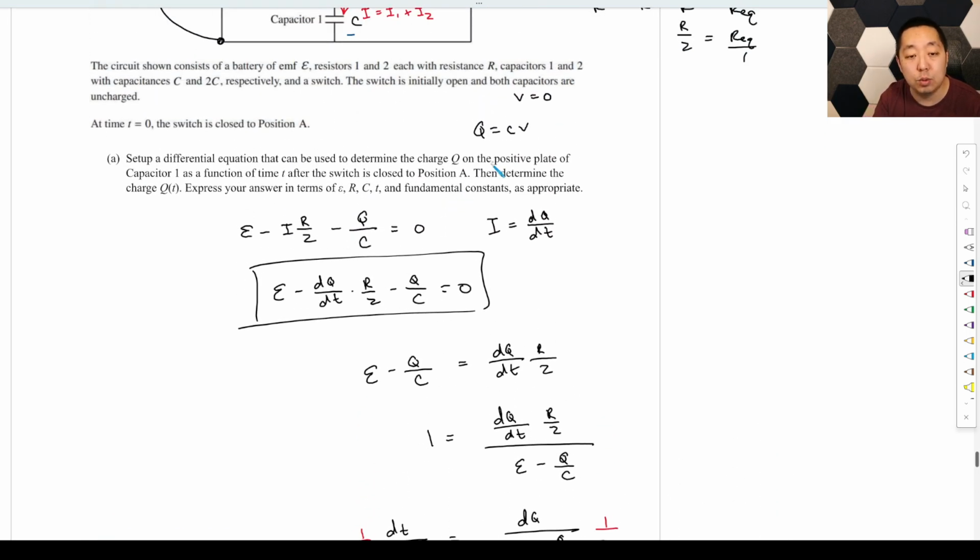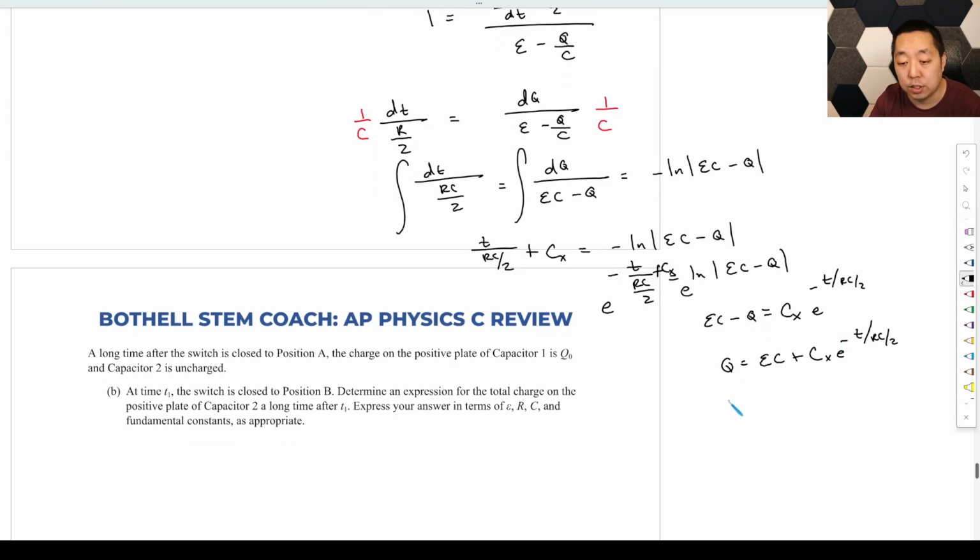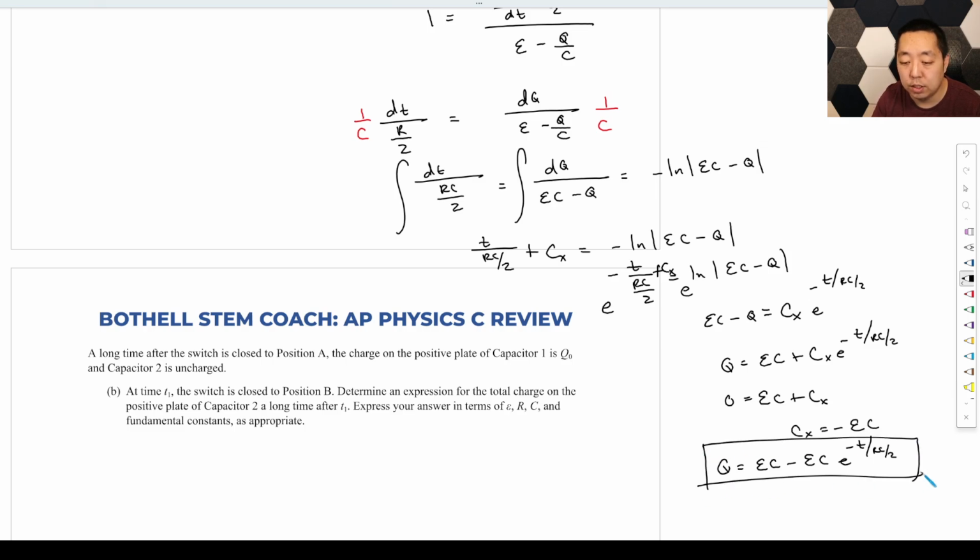We know that at time 0, the charge should be 0, right? Because it's initially uncharged. So that's our initial condition. So 0 is going to be epsilon C plus CX e to the 0, which is 1. So CX is going to be negative epsilon C. So then your Q is going to be epsilon C minus epsilon C e to the minus t over RC over 2.